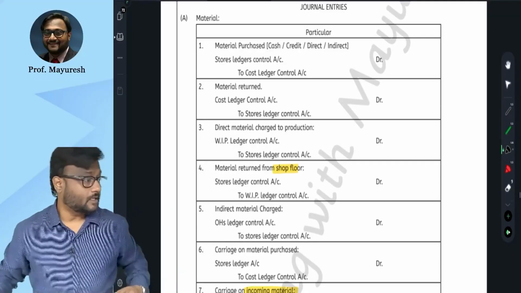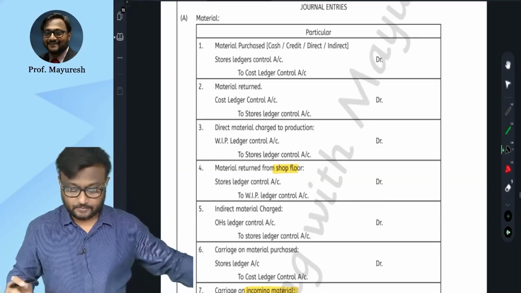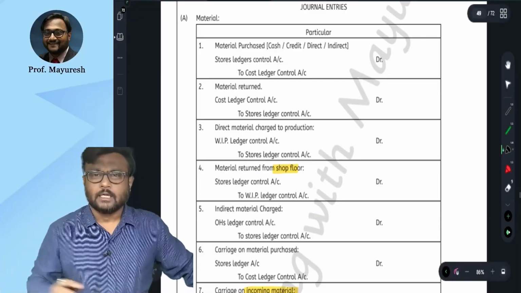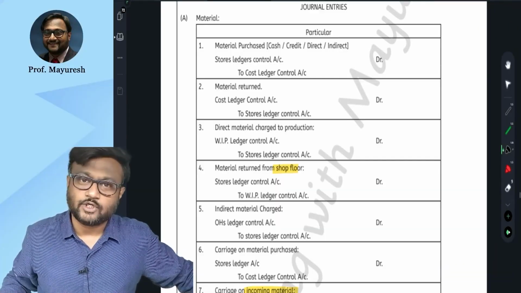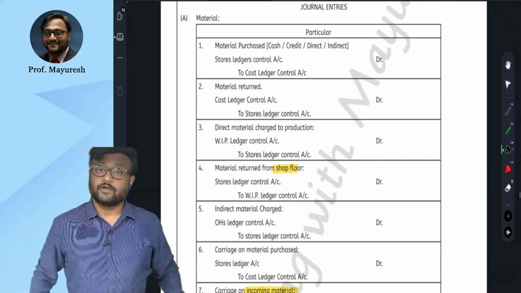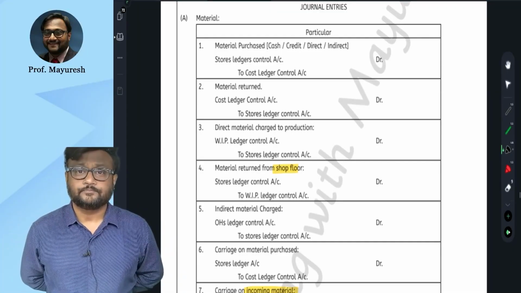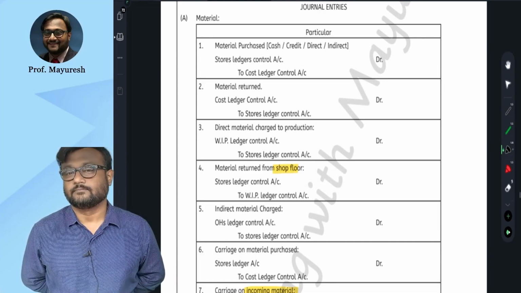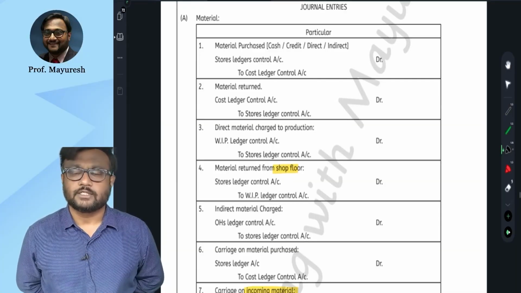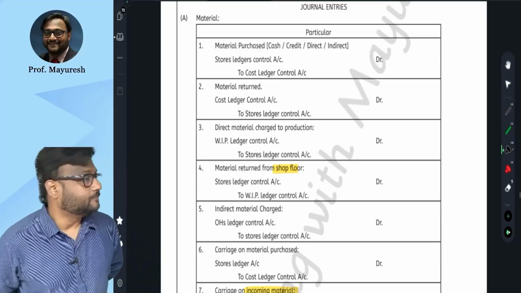Okay. So, I guess you guys are very clear about material entries. तीन टाइप का carriage: purchased, transportation of direct material, and transportation of indirect material. If it is a transportation of direct material, WIP will be debited. If it is transportation of indirect material, overheads will be debited. And if it is a transportation on material purchase, then in that case, stores will be debited. I hope this is clear.